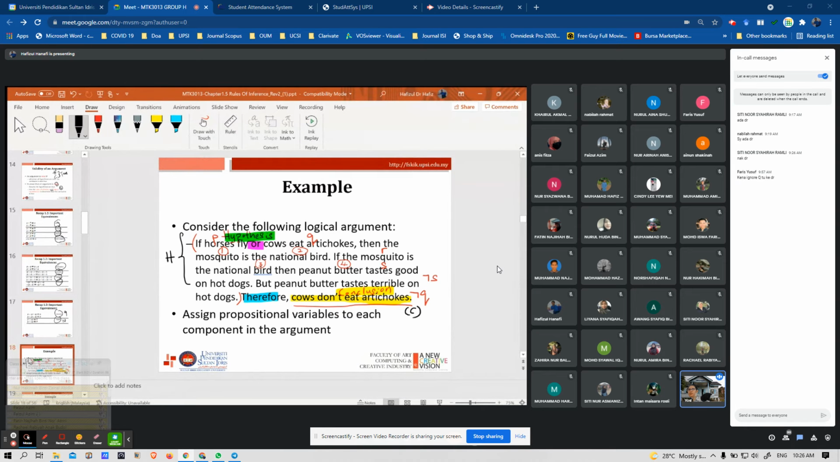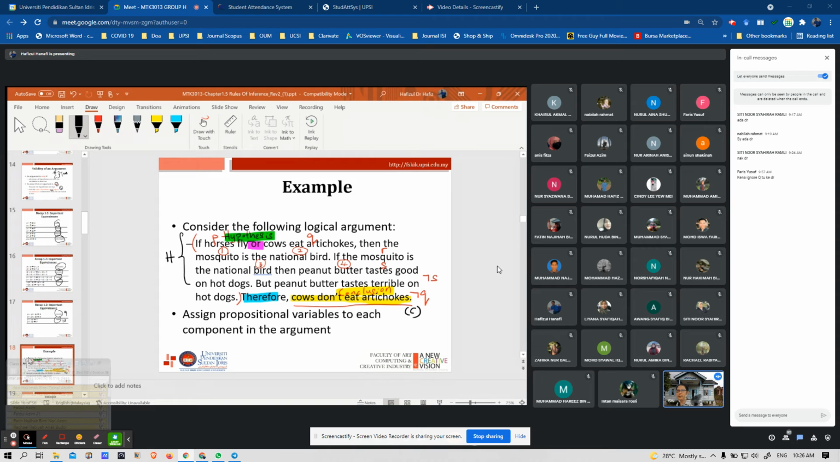Then the mosquito is a national bird. Number two, if the mosquito is a national bird, number three, then peanut butter tastes good on hot dogs. Okay, number four, but peanut butter tastes terrible on hot dogs. We negate. Therefore, cows don't eat artichokes.